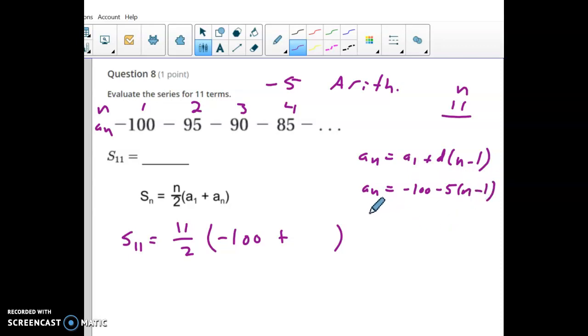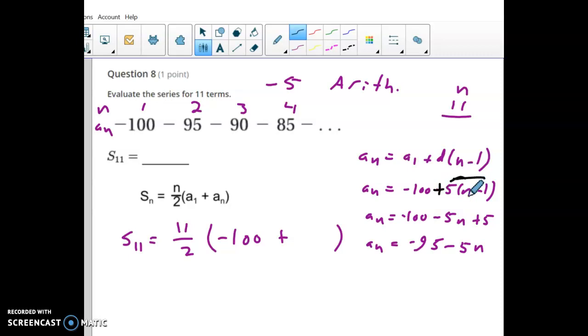Oftentimes we clean up this formula. So negative 100 minus 5n plus 5, when you distribute the negative 5. Now we can combine the negative 100 and the positive 5, so we get negative 95 minus 5n. We want to know, when n is 11, what is a sub n? Oh man, Mr. Westphal messed this up. This is actually going up 5, not down 5. Not good. At any rate, that would just make this d positive 5.